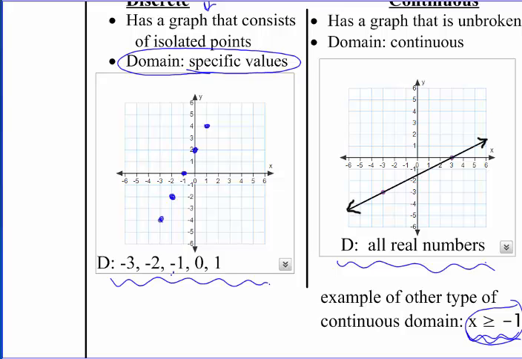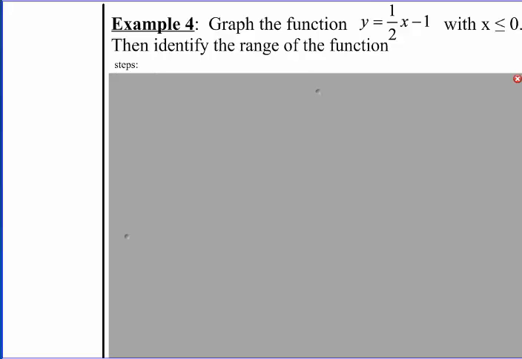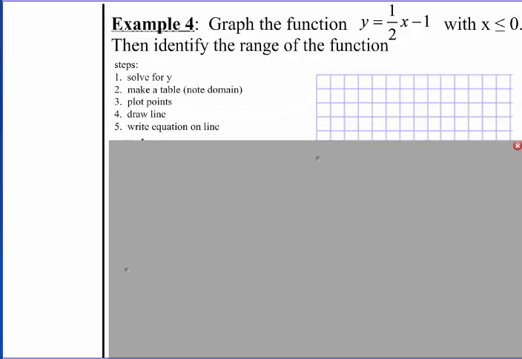Let's take a look at one more example where the domain we're given is a restricted domain, but continuous, because it's less than or equal to 0. So we'll graph it, we'll identify the range, and so we're going to use this process. These were the same steps that I had on the previous slide. Solve for y, make a table, make sure you take note of the domain, plot your points, draw a line, and write the equation on the line.